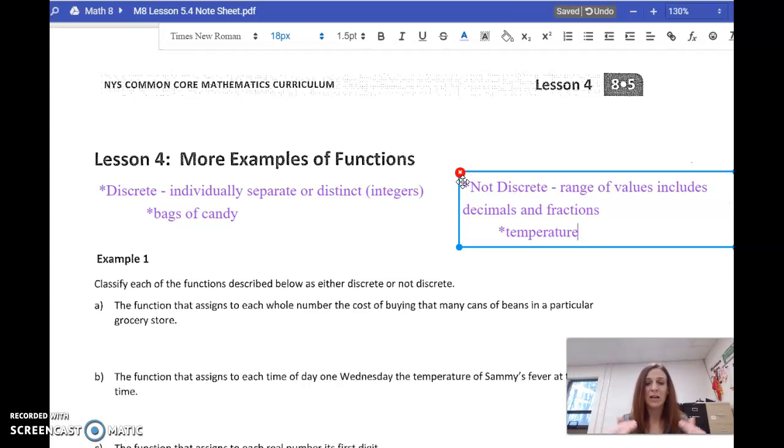So our first example here is we're just going to go through a bunch of lists of things and we're just going to classify them as discrete or not discrete. Don't stress about it, but I want you to be introduced to this term because you're going to run into it later on. All right, so the directions say classify each.